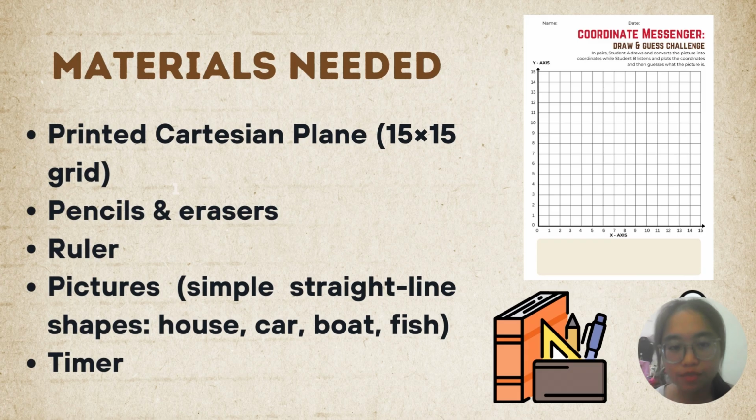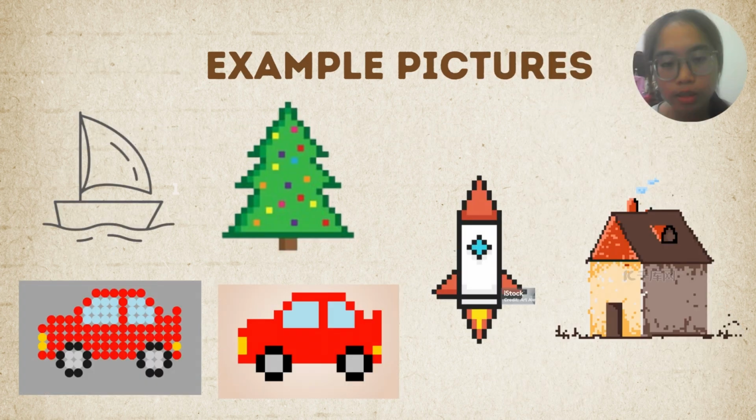So in this activity, what are the materials that are needed? We need the printed Cartesian plane, which is a 15 by 15 grid. We also need pencils, erasers and a ruler. We will give the students simple straight-line pictures such as a house, car, boat and fish. And lastly, we need a timer because there is a set time for the students to do the challenge. These are all the example pictures that we will give to the students to draw on the Cartesian plane.